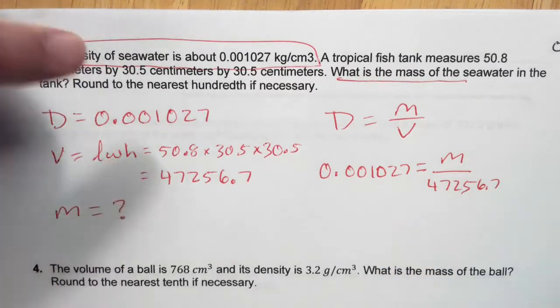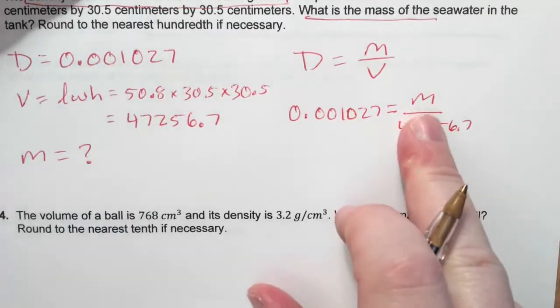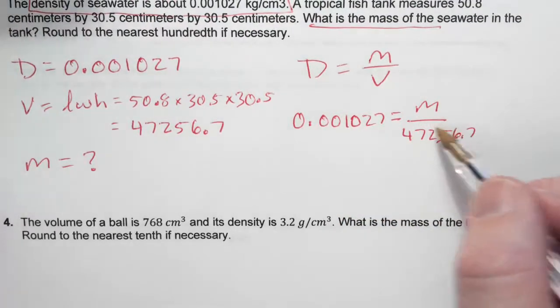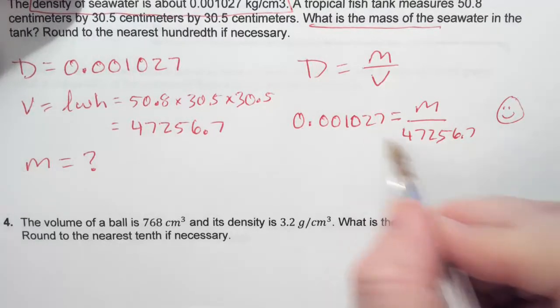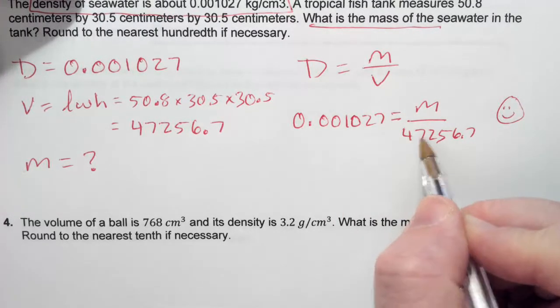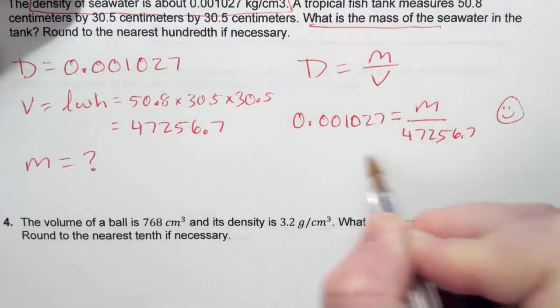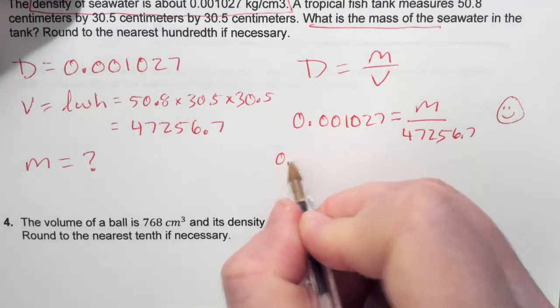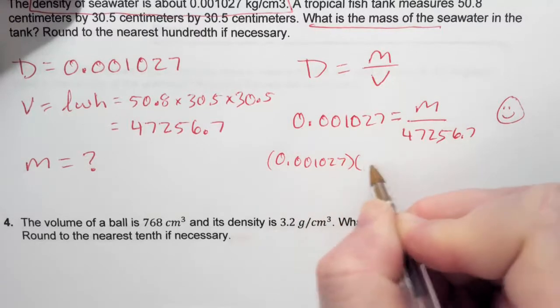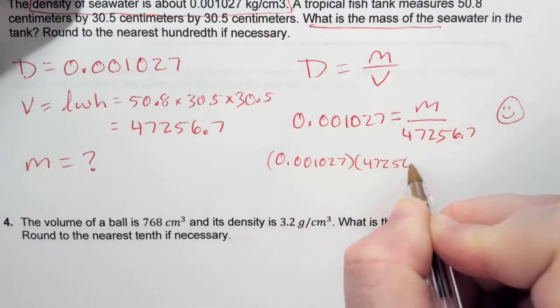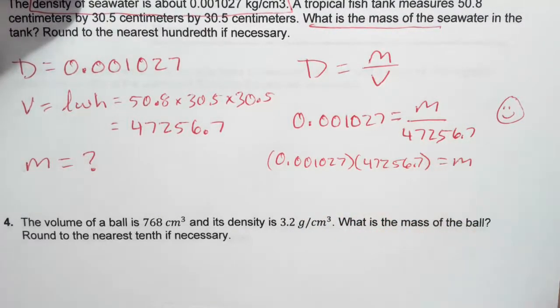47256.7. Okay, now we want to solve for the m, right? So m is on top, so we're happy, right? So what are we going to do with these two numbers? We're going to multiply. To get rid of this dividing, we're going to multiply it onto the other side. That big long decimal times 47256.7 is equal to m. So we're just going to multiply those two numbers.